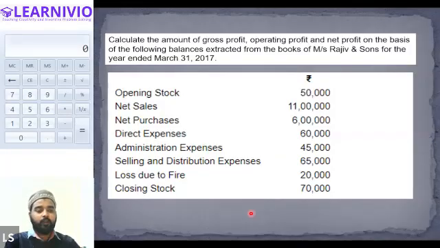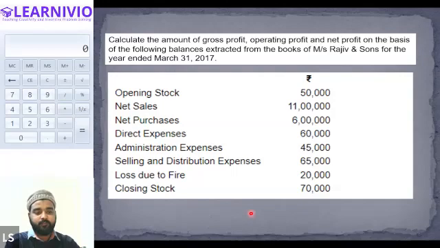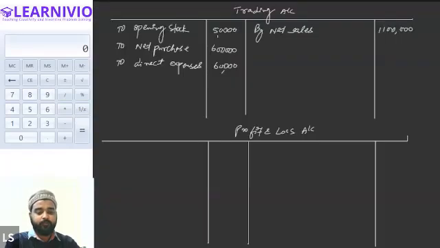Okay. After this, we have the administration expenses. Tell me, is it a direct expense or an indirect expense? Indirect. Indirect expense, correct. So administration expenses will be recorded in the profit and loss account. So let's write it down in the profit and loss account. We will be recording it on the debit side only. To administration expense.